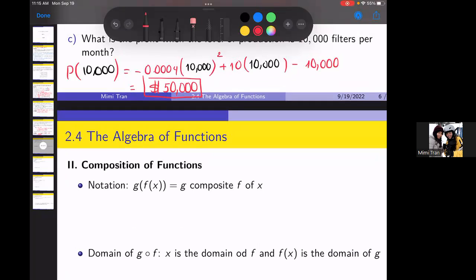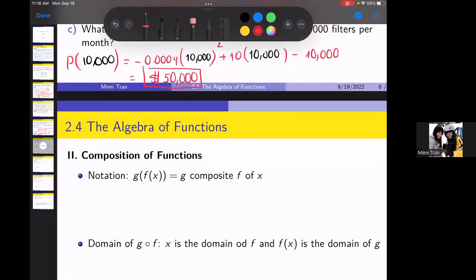Composition of function. Basically, a function inside a function. Have you guys seen, does anybody have a Russian doll collection? You open a big one and there's a little one. That's what it is. Think of the big one as g and the small one as f. You put the little one into the big one. Same thing with composition of functions. You put one function inside another function, right?